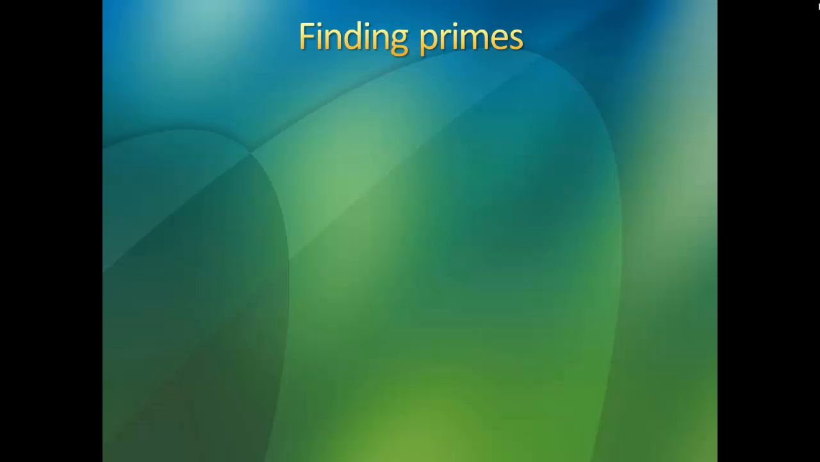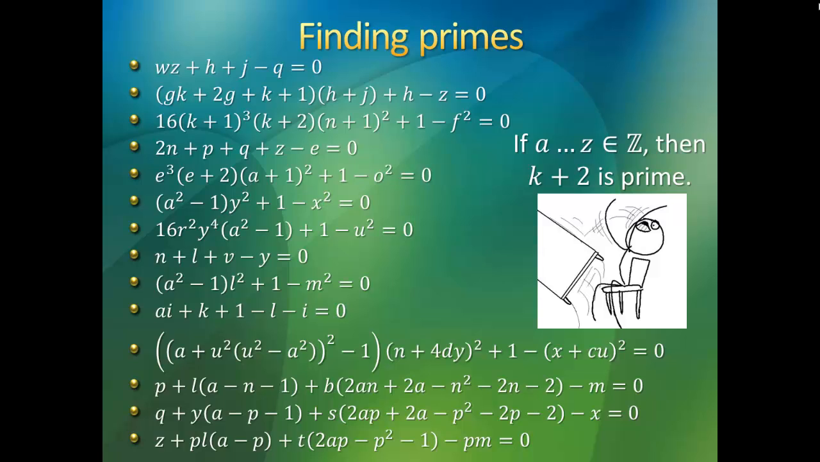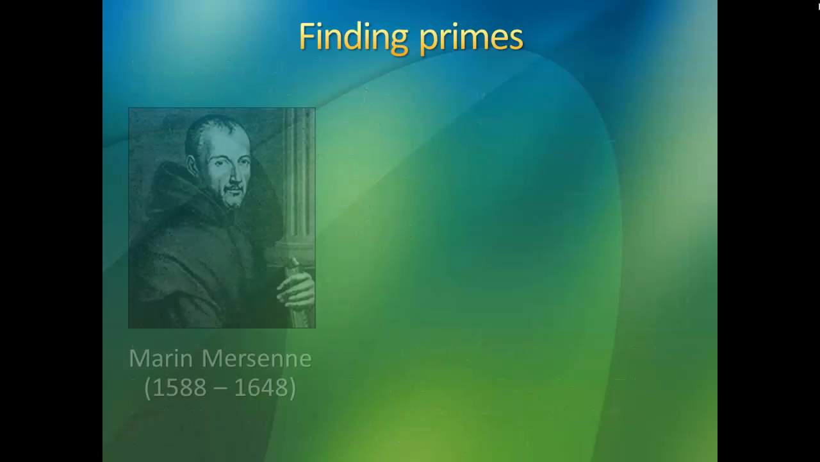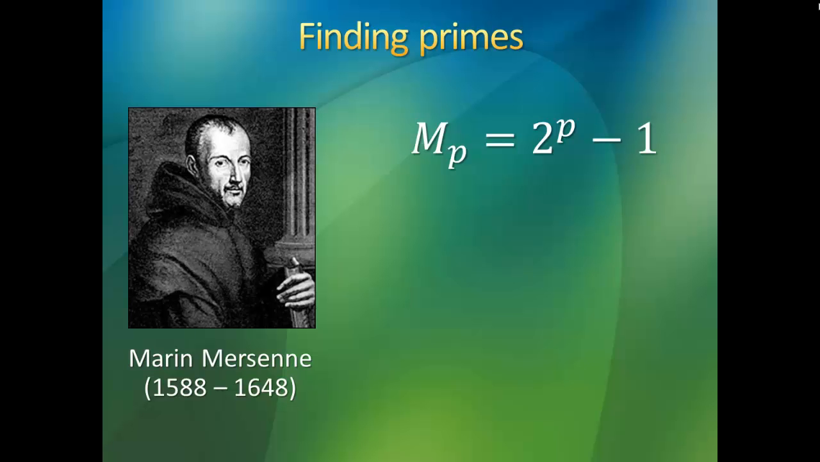For example, there's a set of equations that can determine if a number is prime, but it's a set of 14 Diophantine equations in 26 different variables. Yikes! In the 17th century, a French mathematician named Marin Mersenne found a number of primes of the form 2 to the p, where p is a prime number.